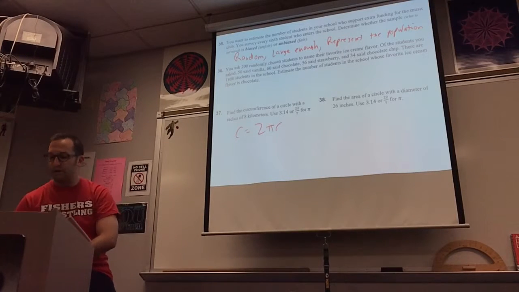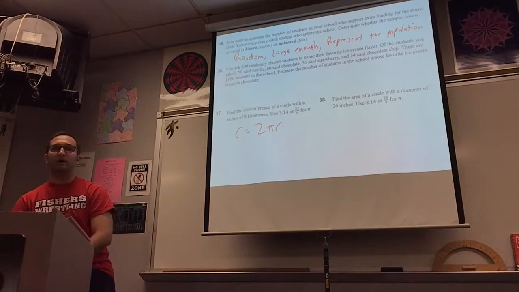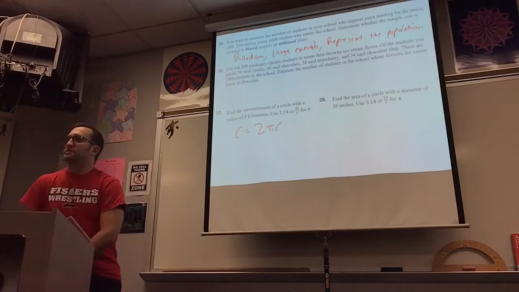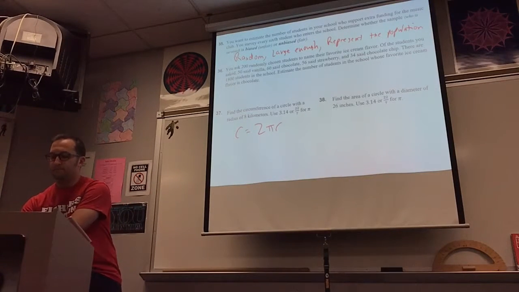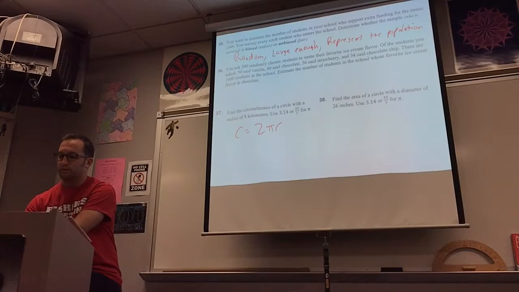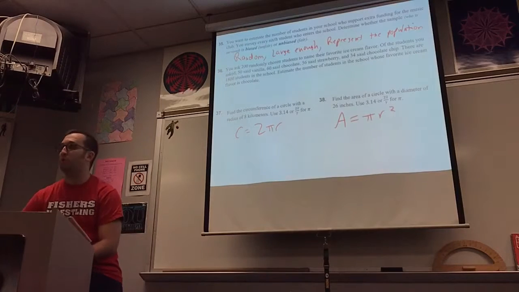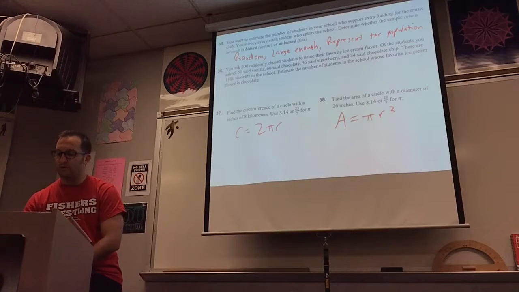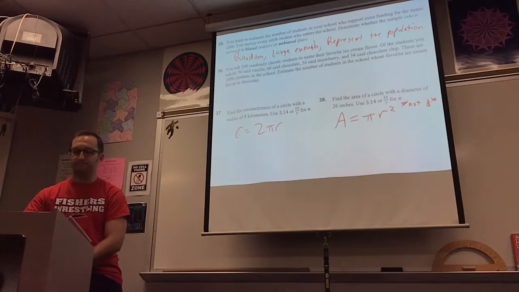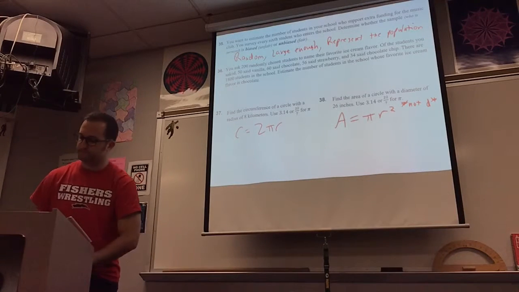Good. Let's move on to 38. Find the area of a circle with a diameter of 26 inches. Set this one up for me. How do we get it started? Area of a circle. Pi r squared. I do not know if you're getting those formulas. That's why we're going to memorize. That's why we should have them memorized by now. Careful. You have r here, not d. Okay. Careful on that.